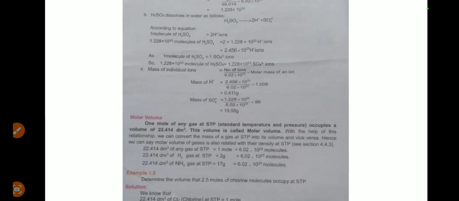Now we are going to discuss example 1.5, which is about the molar volume. Determine the volume that 2.5 moles of chlorine molecules occupy at STP. Now we know that 1 mole of any molecule contains 22.414 dm cube of volume. So if 2.5 moles are there, we simply multiply 2.5 by 22.414 to get the actual volume present at standard temperature and pressure.